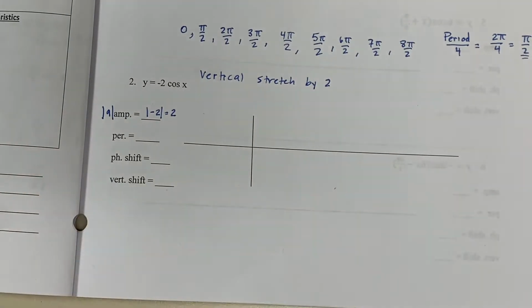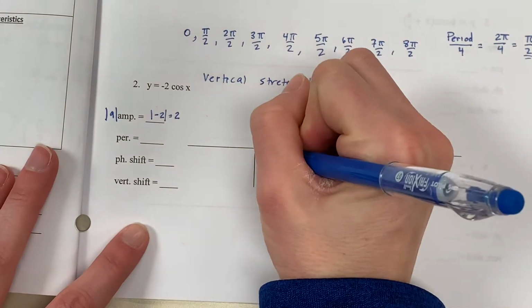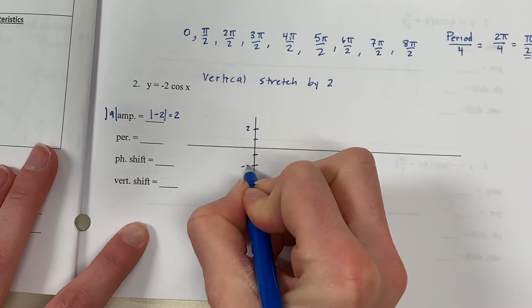What that means, instead of my maximum and minimum values being at 1 and -1, like on the parent function, my maximum and minimum values will be at 2 and -2.